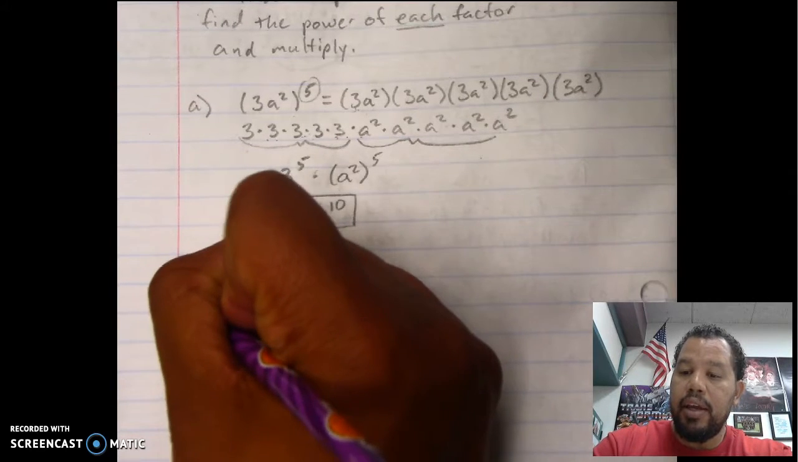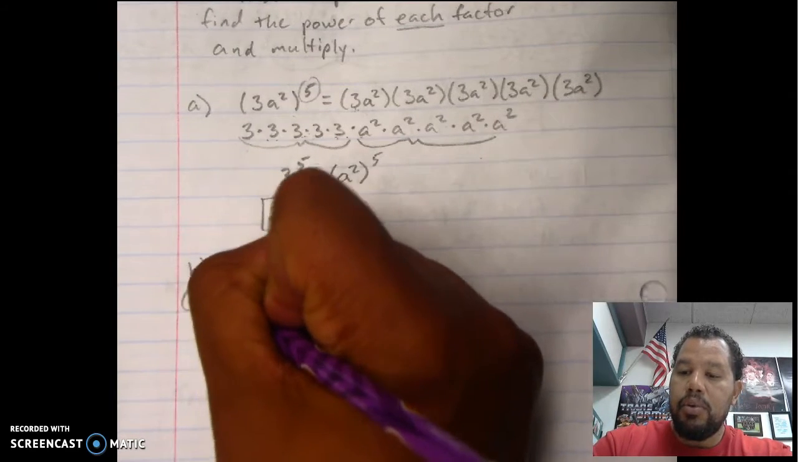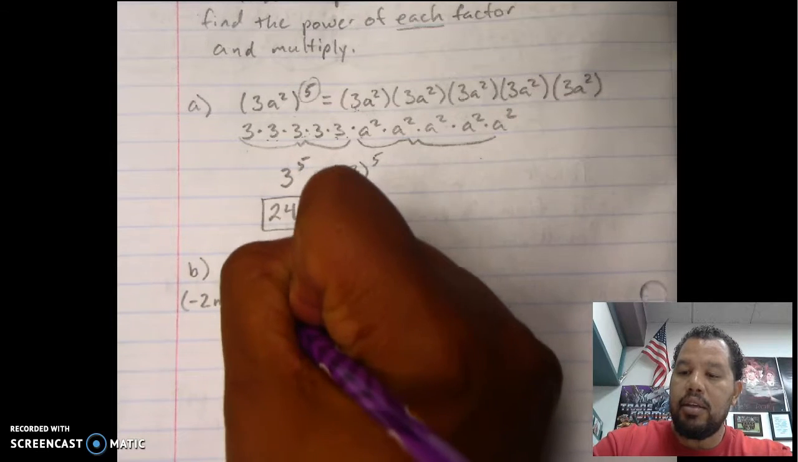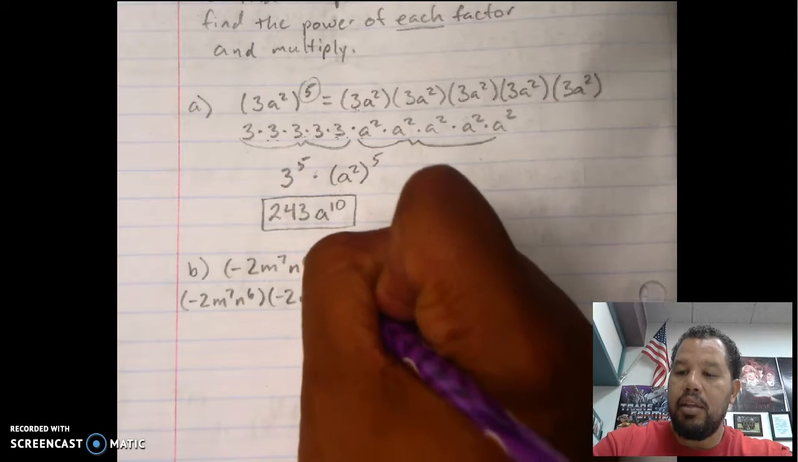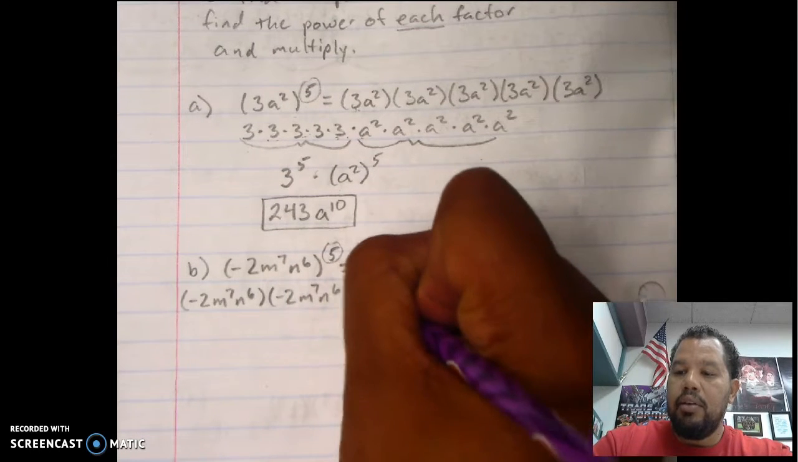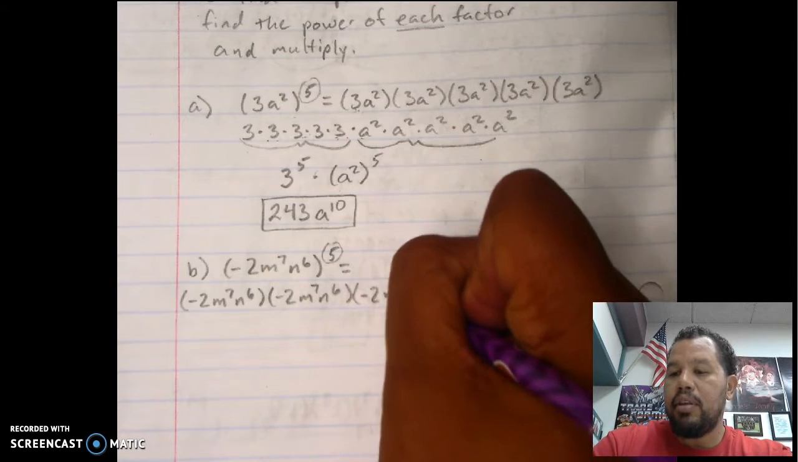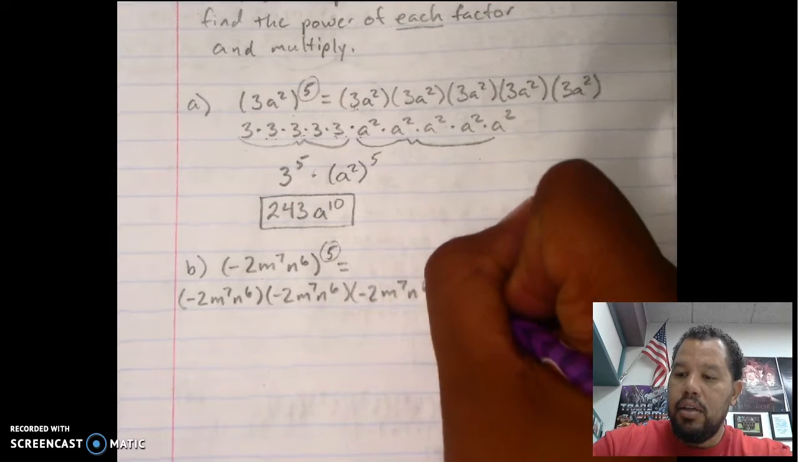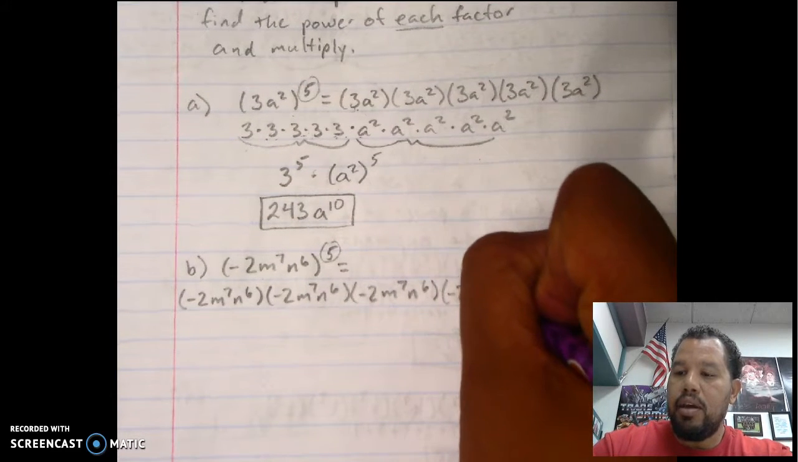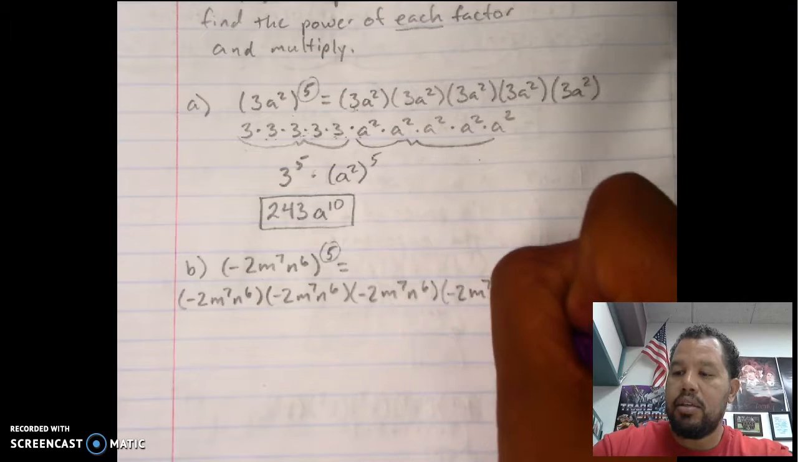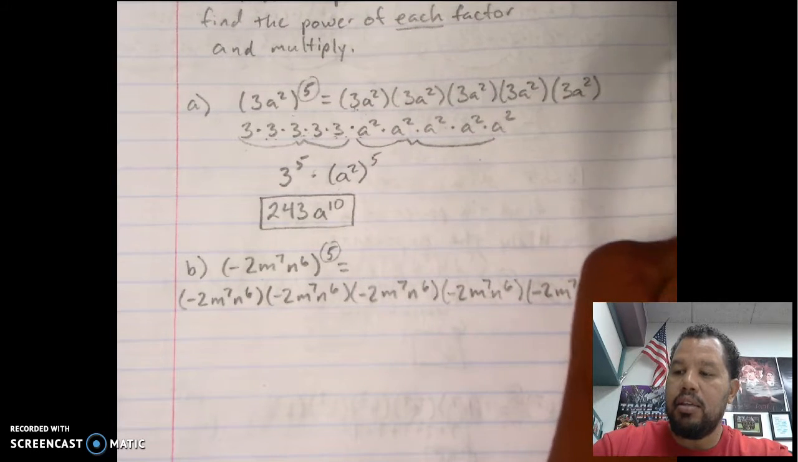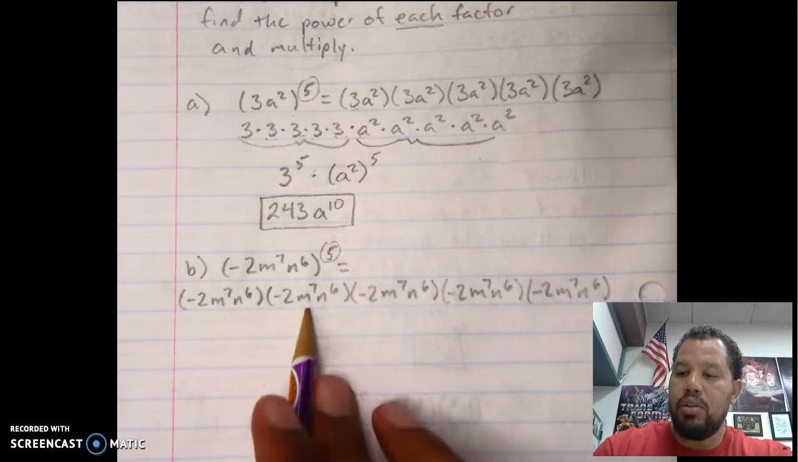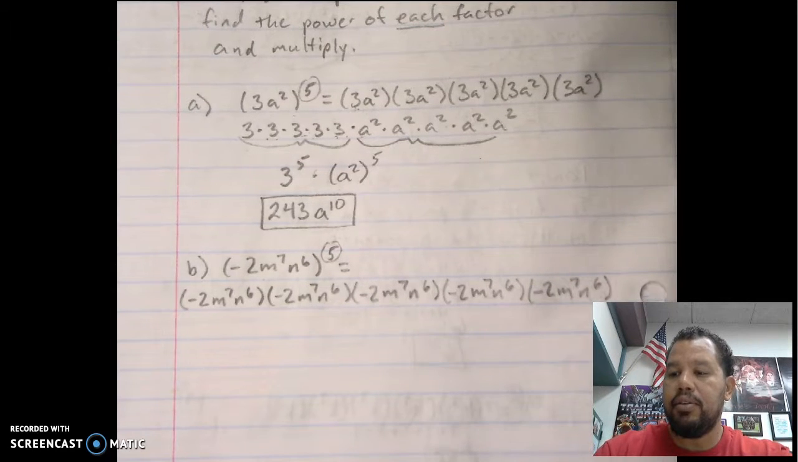So I'm going to start down here: negative 2, m to the 7th, n to the 6th, times negative 2, m to the 7th, n to the 6th, negative 2, m to the 7th, n to the 6th, negative 2, m to the 7th, n to the 6th, and lastly, negative 2, m to the 7th, n to the 6th. So there's 1, 2, 3, 4, 5 of these.